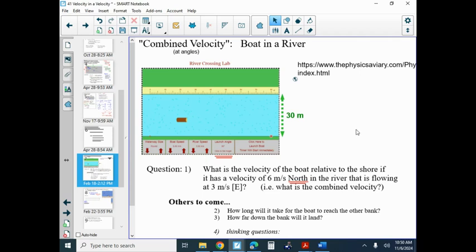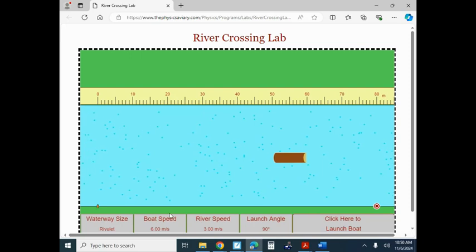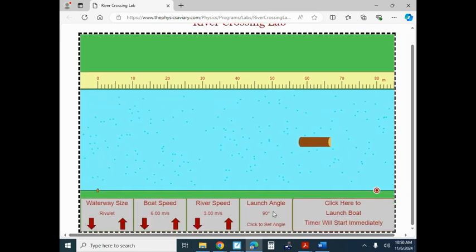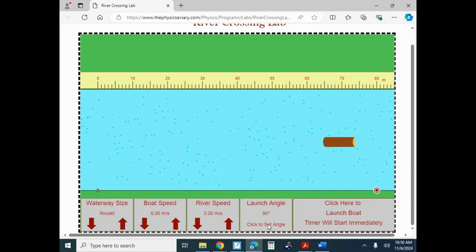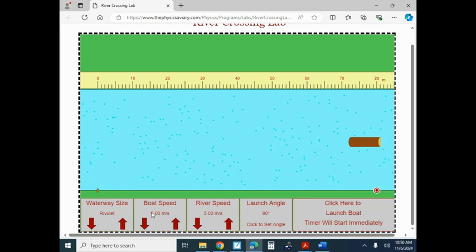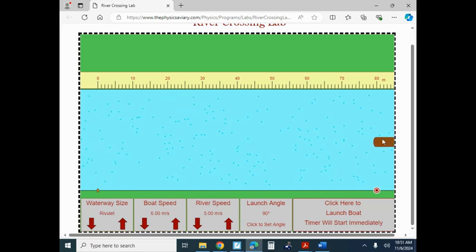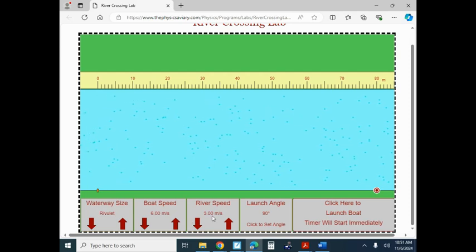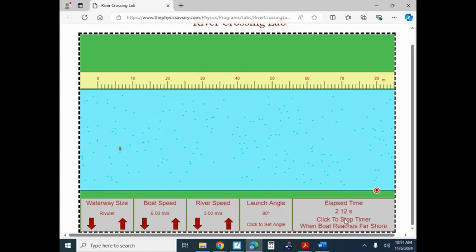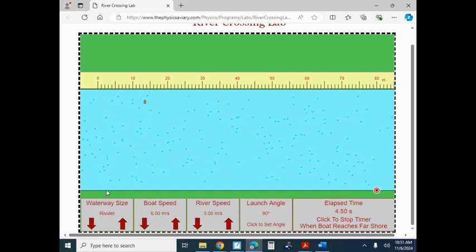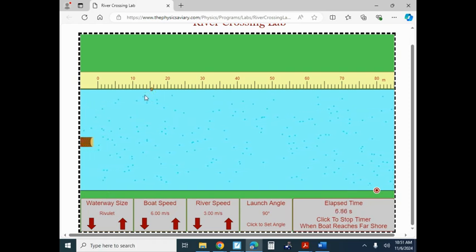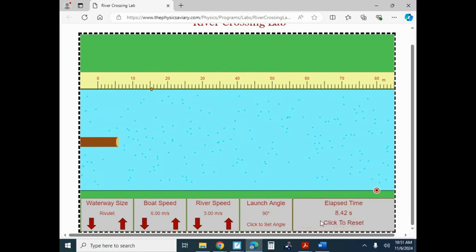So here's a visual for us of a boat in a river kind of question. And so we've got it set up in the program here where the boat is going to be at a 90-degree angle. So in other words, directly north. That's the way it's pointing. It's going to be traveling at 6 meters per second. The river's speed, so the log floating by there, is 3 meters per second. And so if I click launch boat, you can see that even though it's aiming straight across the river, it's actually getting swept diagonally downstream. So that tiny little thing is the boat, apparently.